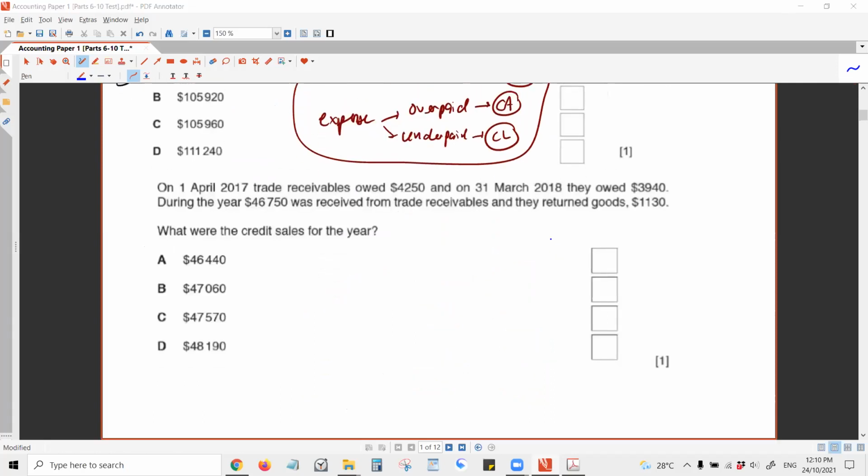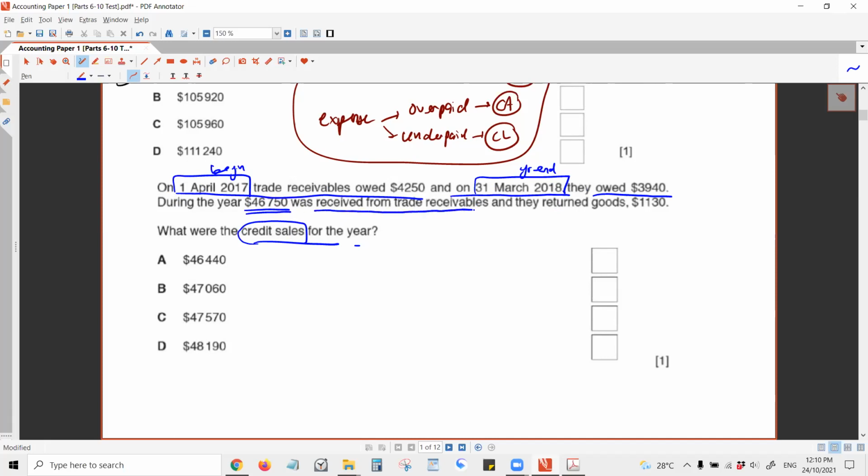See the next one. What were the credit sales for the year? That means this is the missing number. Initially, trade receivables owed 4250. On 31st of March, they owe 3940. What are these two dates? It is the beginning and the year end. If you see carefully, there are 12 months in between the two dates. During the year 46750 was received from trade receivables, and the returned goods were 1130.